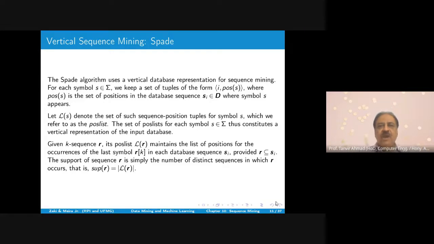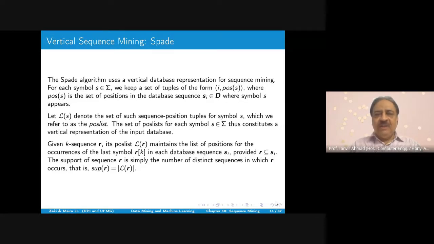So it is very simple to convert a horizontal database to a vertical database. Now, the SPADE algorithm uses a vertical database representation, that means in the form of items and transactions. For each symbol S, which is an element of sigma, and sigma is the list of symbols we are going to use, we keep a set of tuples in the form I, comma, pos of S.